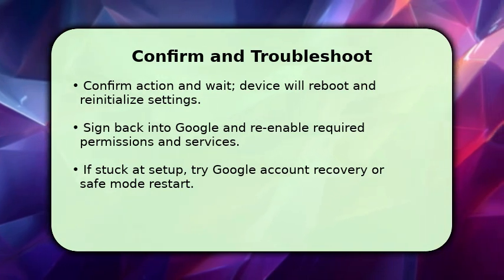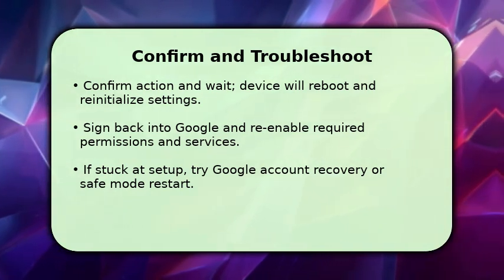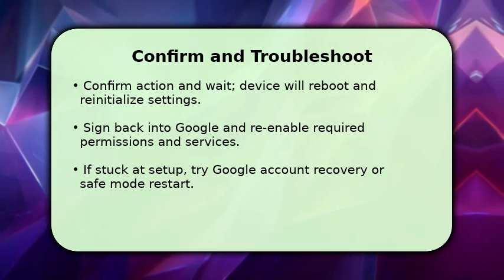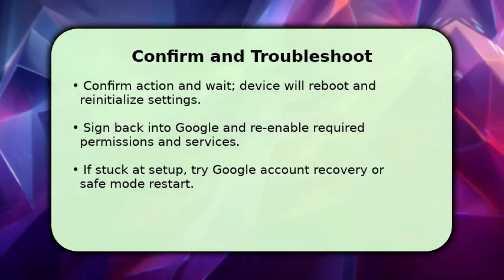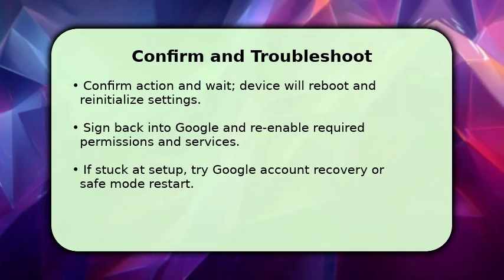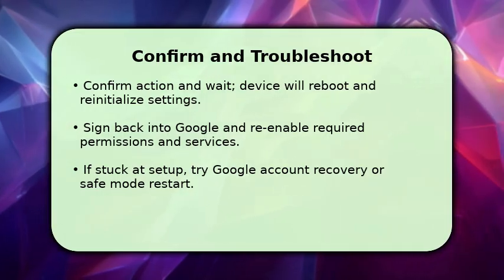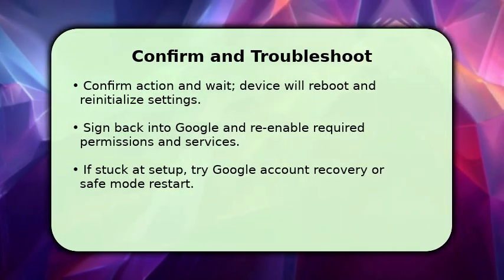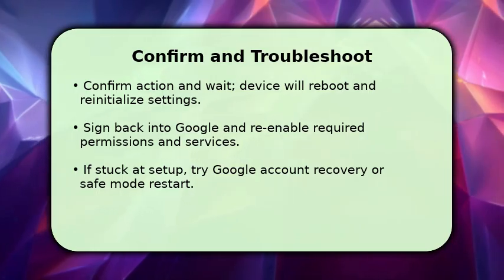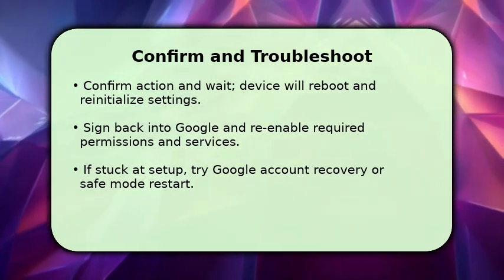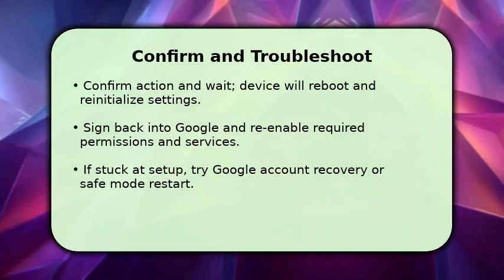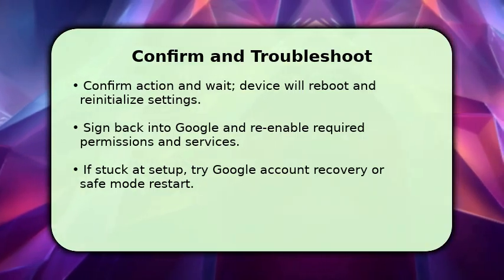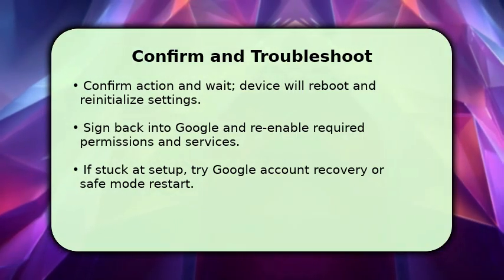Once it restarts, follow the on-screen setup prompts, sign into your Google account, and restore any cloud backups you need. Make sure to reconfigure Wi-Fi, display, and security settings. If the device gets stuck during setup or asks for previously used credentials, try Google Account Recovery or reboot into safe mode and retry. If problems persist, contact the device maker for account lock assistance.